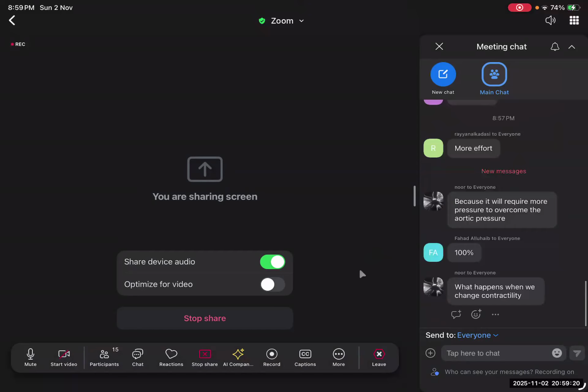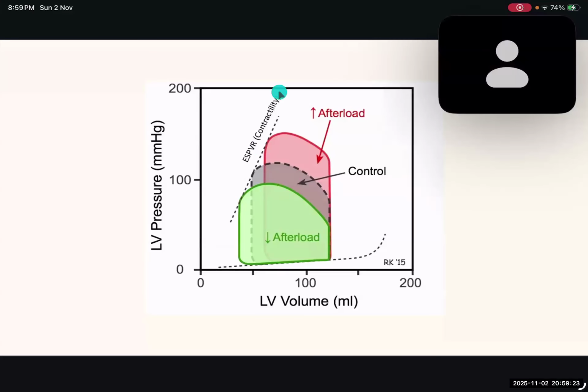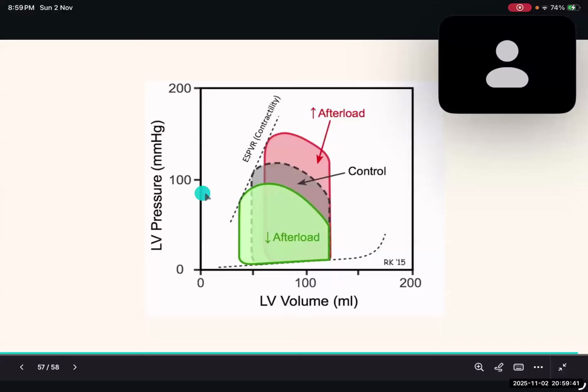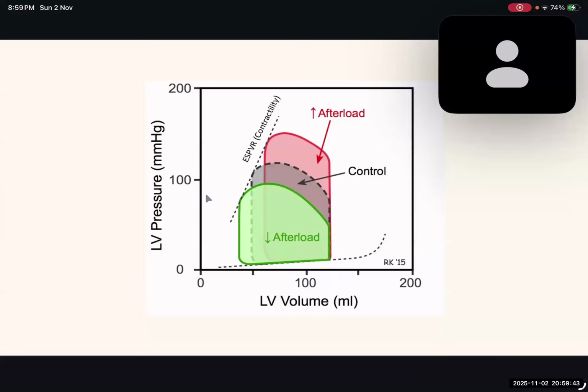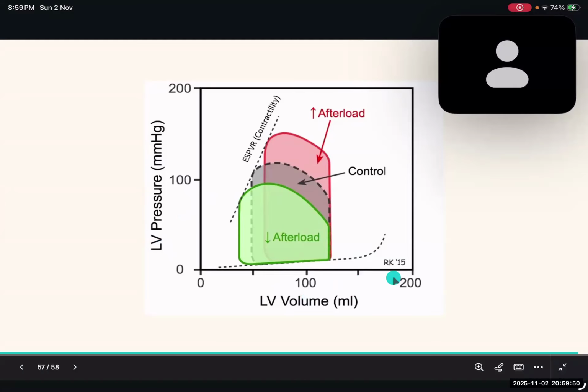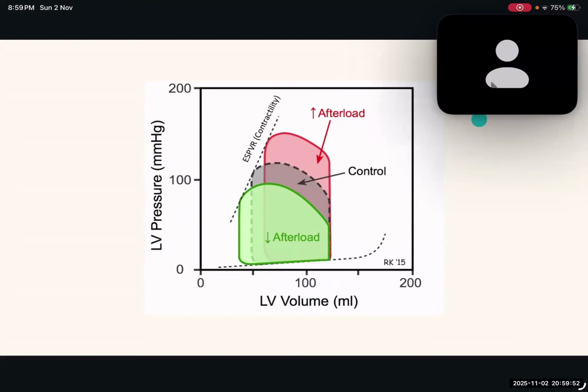Okay, what happens when we change contractility? When we change contractility, we're going to be pushing more blood out of the heart in a shorter time. So here, you see the contractility. We're going to have a steeper slope, okay? Meaning that the volume will change with less change in pressure, because contractility is the strength of contraction. If this contraction is stronger, the pressure needs to be less to push the same amount of volume because we're just pushing so much. Is that clear?